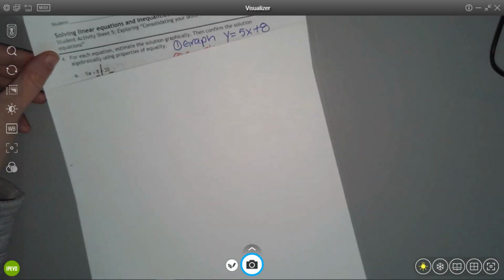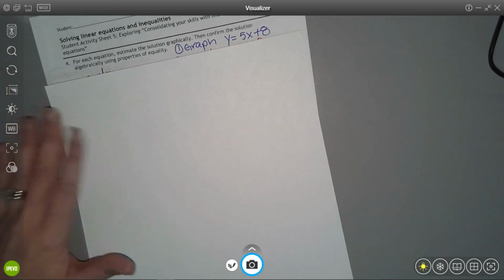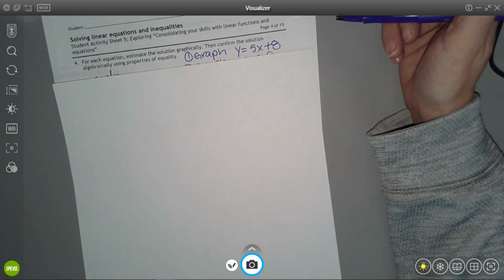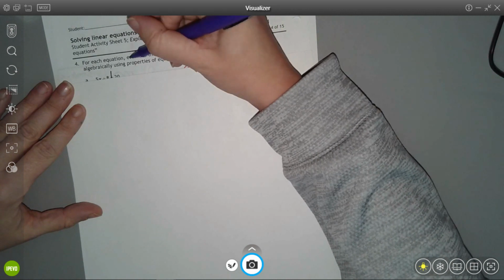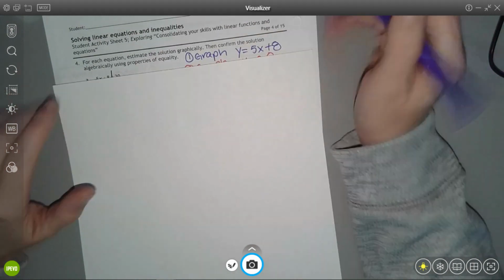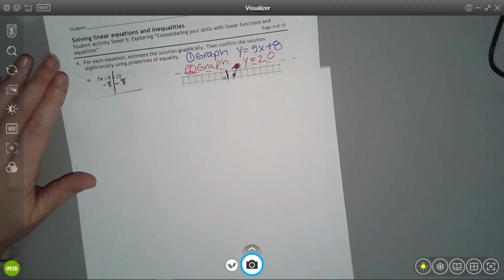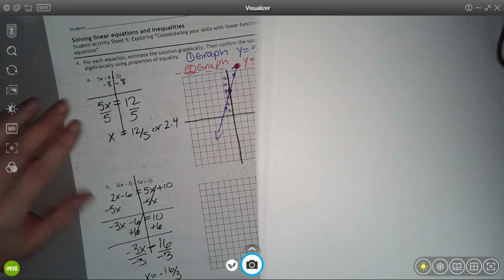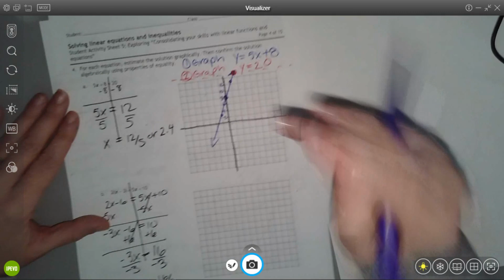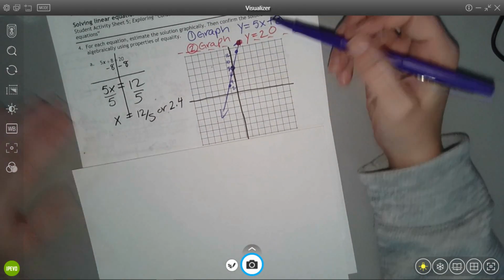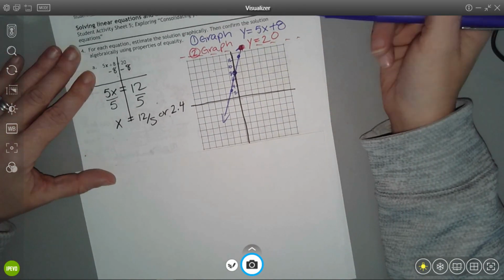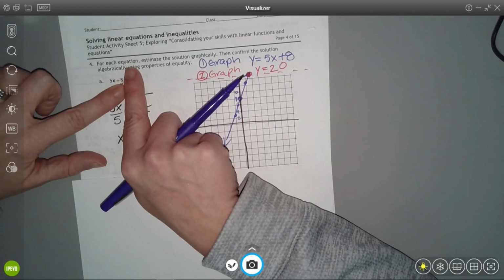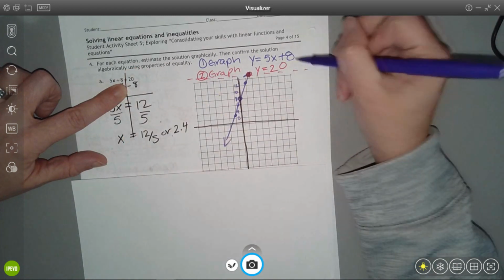Question 4. For each equation, estimate the solution graphically, then confirm the solution. Guys, don't worry about estimating the solution graphically. I'm going to take care of that over here. What they did here, guys, what they want when they say to estimate it graphically, they want you to split the equation. So they want you to write this as y equals 5x plus 8, and then y equals 20.